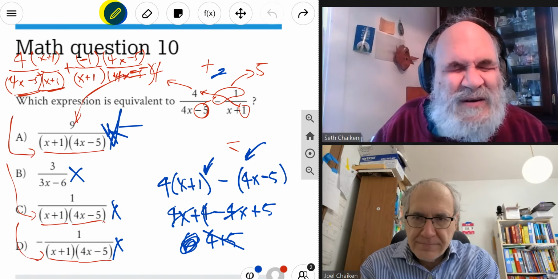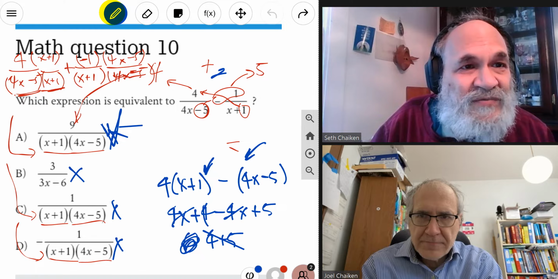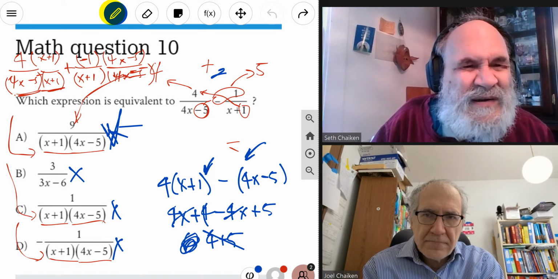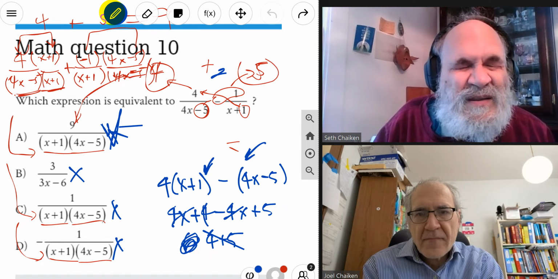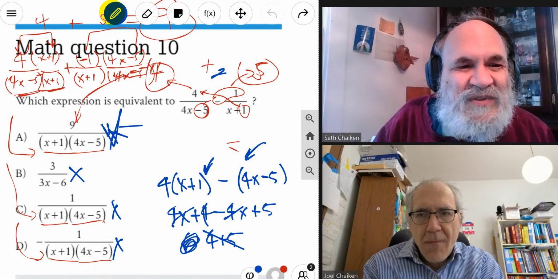You could see that all 3 have coefficient 0 for x, so don't bother working out the coefficient of x, but just look at the constant coefficient. The constant coefficient is 4 times 1 from here, plus minus 1 times minus 5 from here. They get added. There's the 4 and the 5. I got the 4 and the 5 that I got before. And 4 plus 5 equals 9. And so you pick this one with the 9.